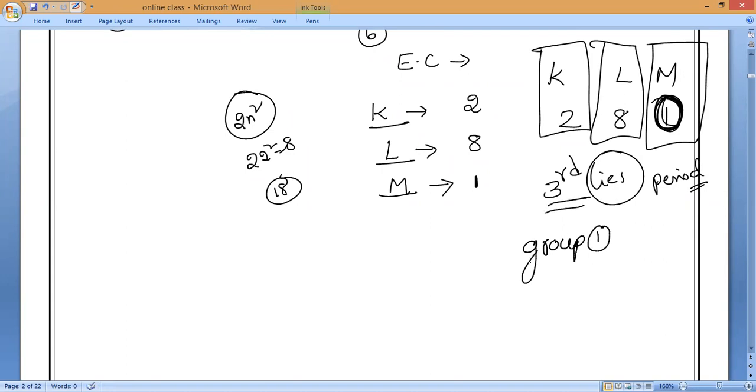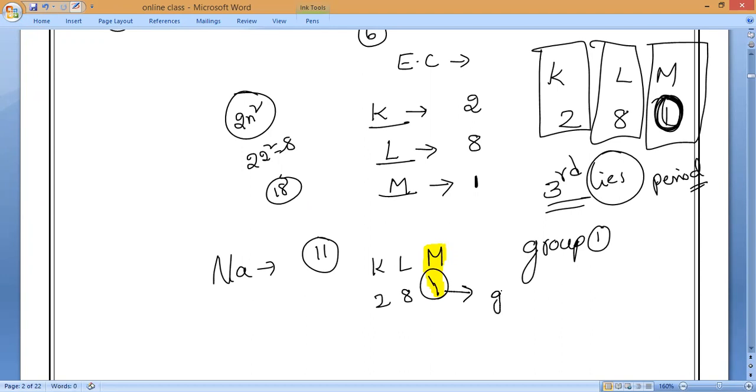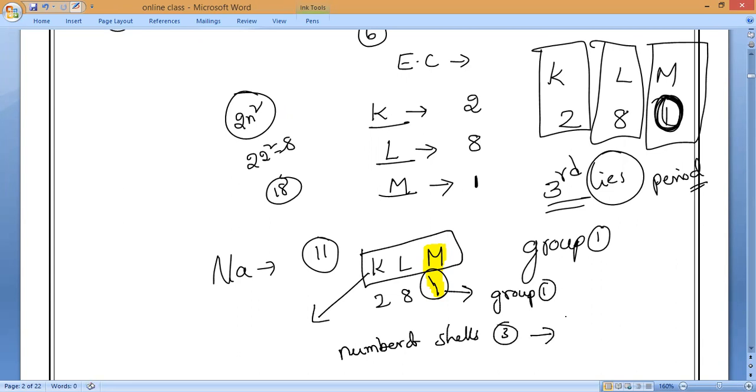Once again, sodium has 11 electrons, so the arrangement is K, L, M: 3 shells, with 2, 8, 1. So what is the valence shell? The M shell. How many electrons are there? 1, so it will come in group 1. Now, how many shells are there? 3 shells, so which period will it come in? Third period.